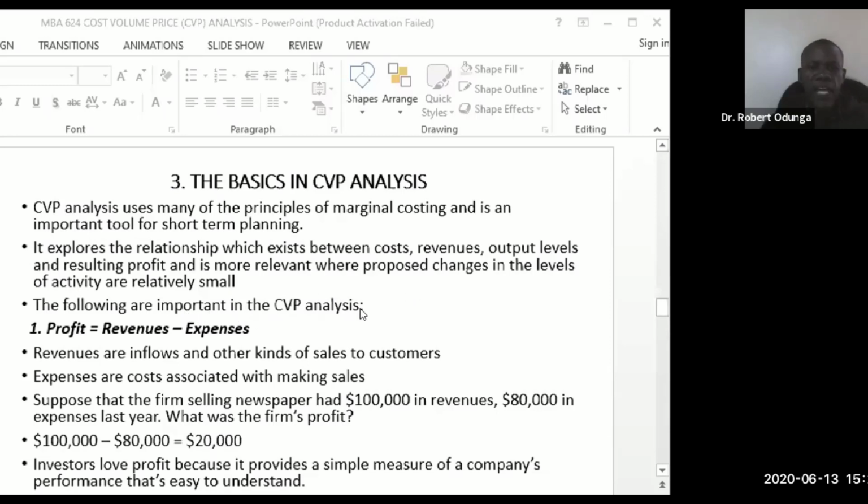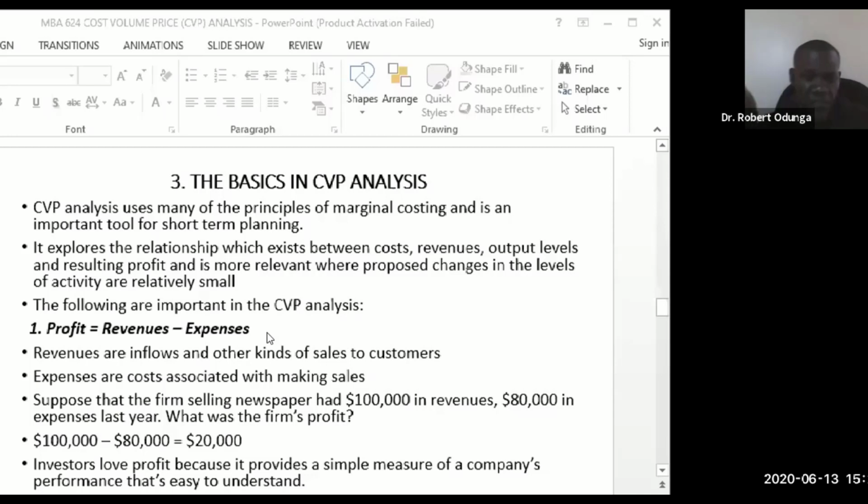Okay, the following are important in the CVP analysis. 1, profit is equal to revenues minus expenses. We know that from our accounting point of view, profit is a function of revenue and cost. So revenue minus cost will give you profit.